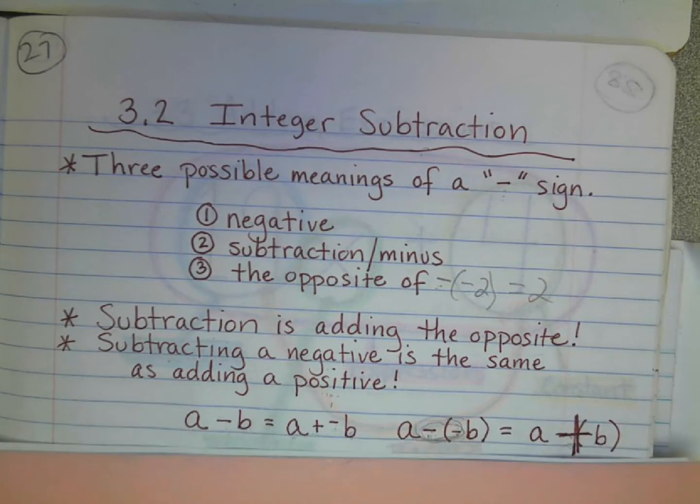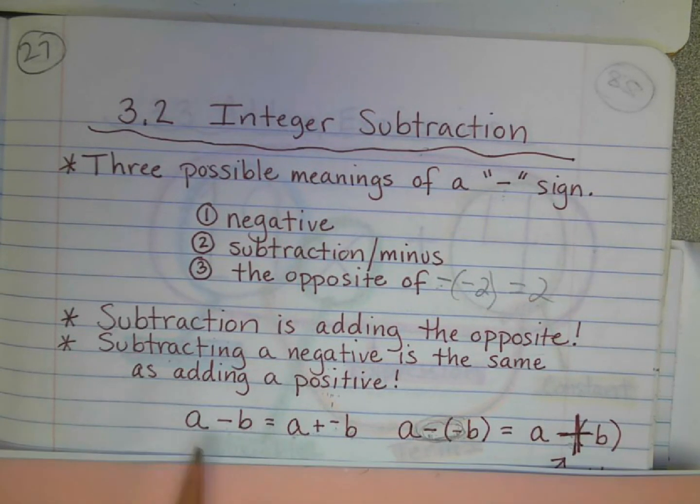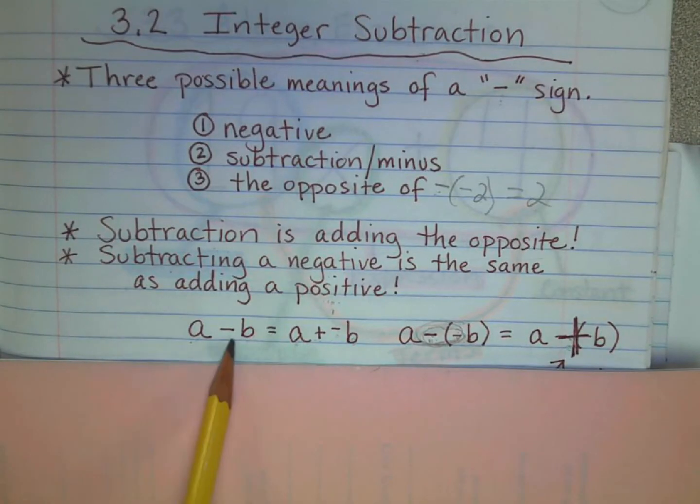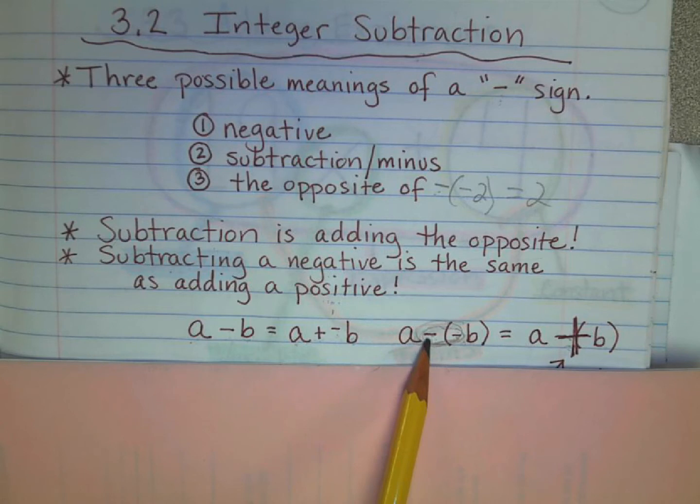Here are some examples. A minus B is the same as saying A plus negative B. And A minus negative B is the same as saying A plus B. Why? Because minus is the same as taking the opposite. So the opposite of negative B is positive B.